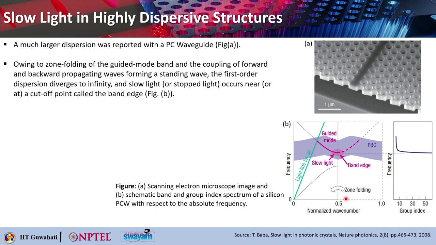So going to the zone folded, what happens? This particular line shows the light line for air, and this is the guided mode. What you see is that owing to zone folding of the guided mode band and the coupling of the forward and the backward propagating waves, one going this way, another this way, they form a standing wave. So the first order dispersion basically diverges to infinity, and the slow light, or in this case you can say stopped light, occurs near or exactly at the cutoff point, which is also called the band edge over here.